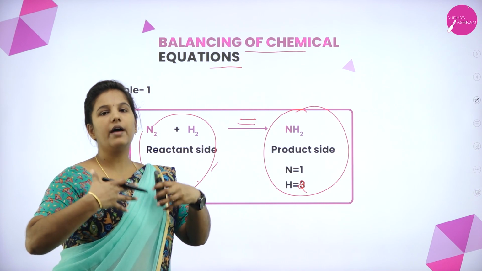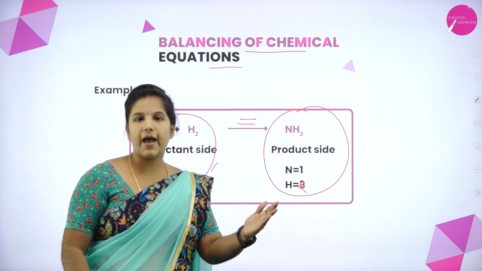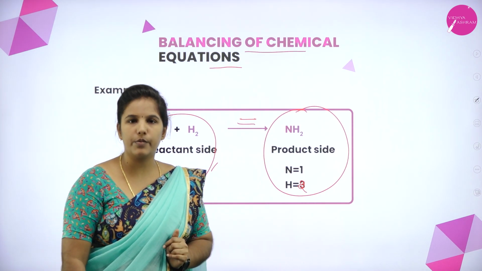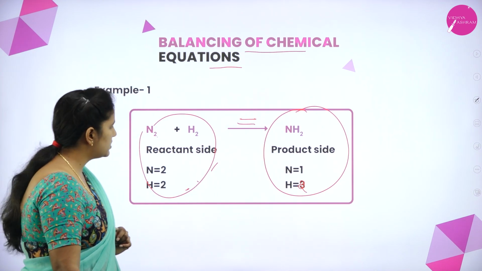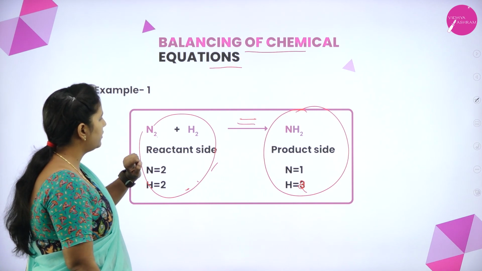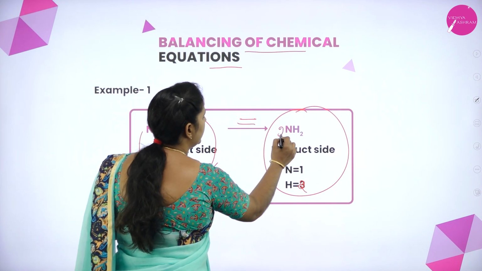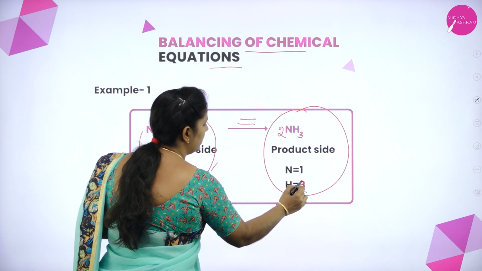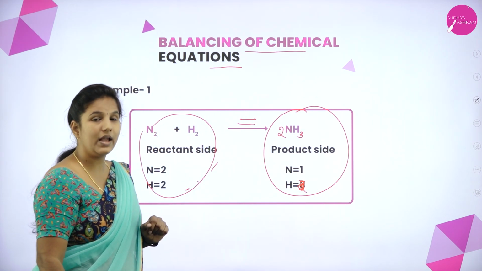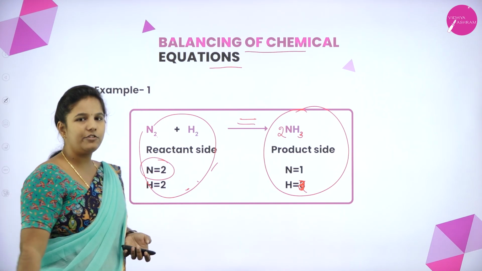Now we have to balance this equation by making the number of atoms on the reactant side equal to the number of atoms on the product side. How to make this? Just look at this slide, you can understand. Here we have 2 nitrogen, but there we have only 1 nitrogen. So I'll write 2 here. It is NH3, that is 3 hydrogen, forming ammonia. So now we have balanced the nitrogen, right?